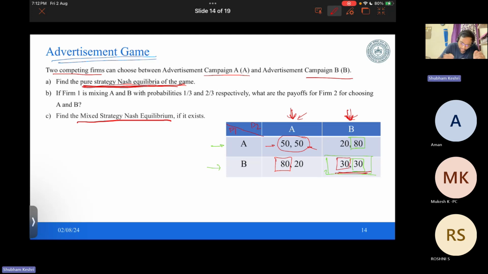Again, one more problem. It is saying firm 1. Let us call it firm 1 and firm 2. Firm 1 is mixing A and B with probabilities 1/3 and 2/3 respectively. What is the payoff for firm 2 for choosing A and B? So you have to obtain the payoff of firm 2 when he is playing A, and the payoff of firm 2 when he is playing B. Quickly find this out. And Roshni, if you don't know how to do this, you can just unmute yourself. We'll walk you through.